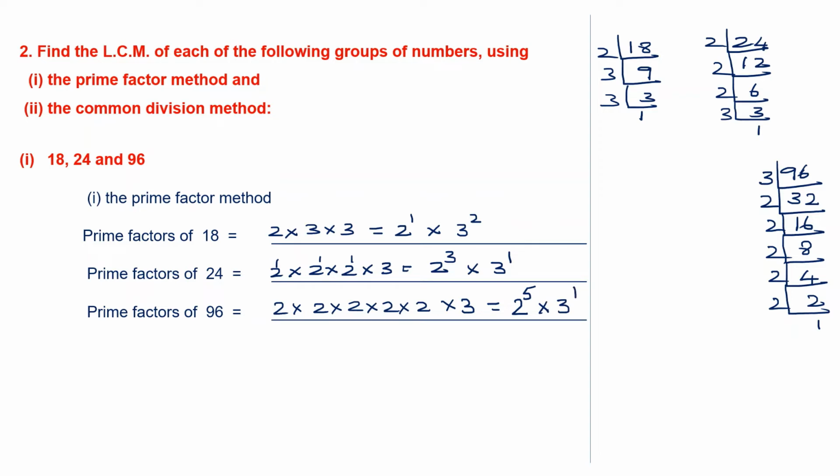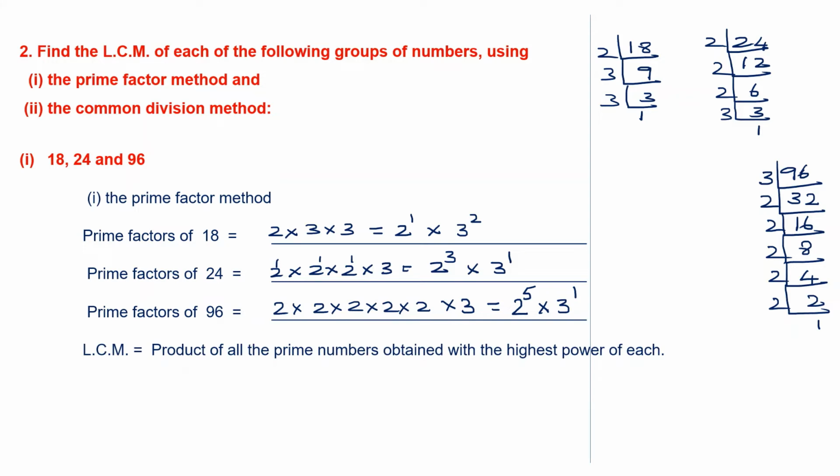Now we finish finding the prime factors. We need to find the LCM. How do we do that? What is the LCM now? It is a product. Product means we multiply all the prime numbers obtained with the highest power of each.